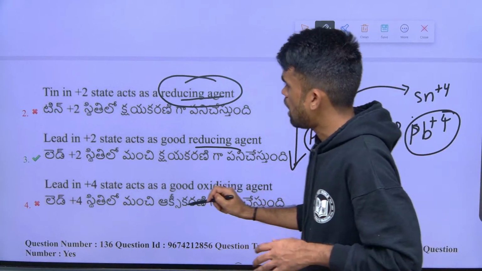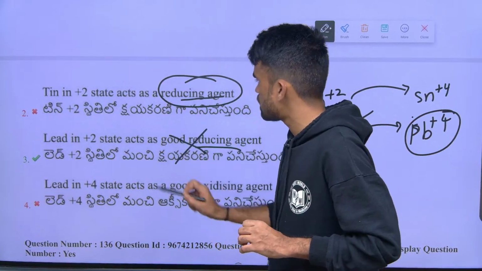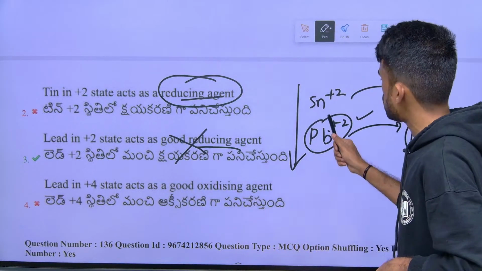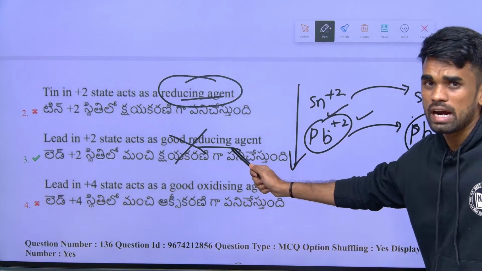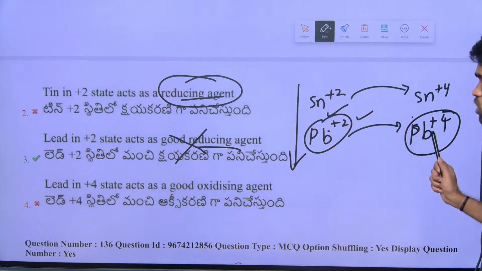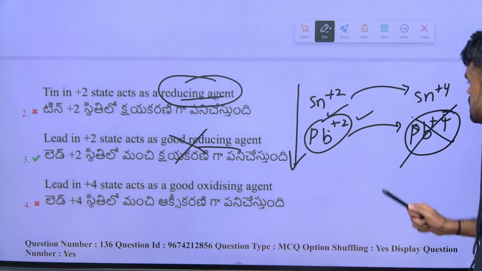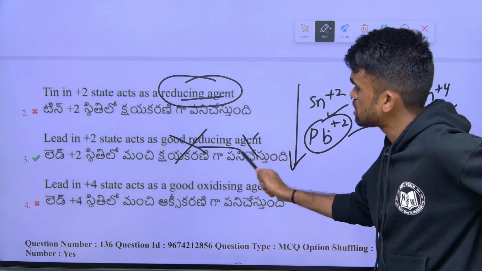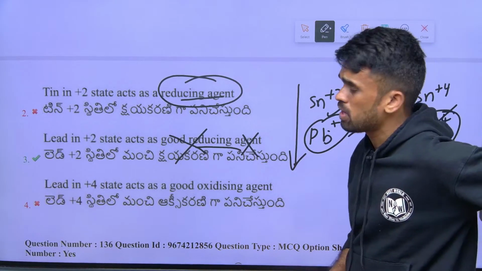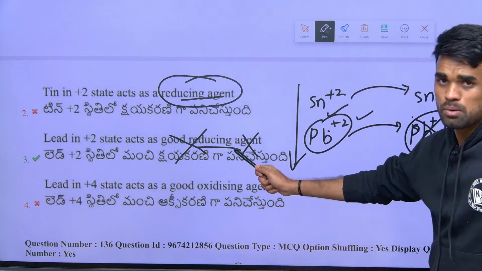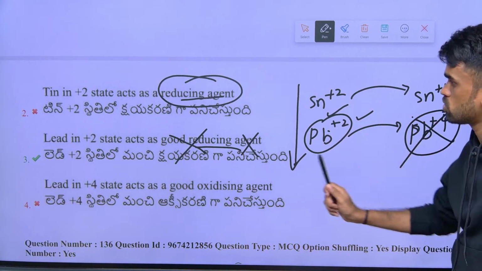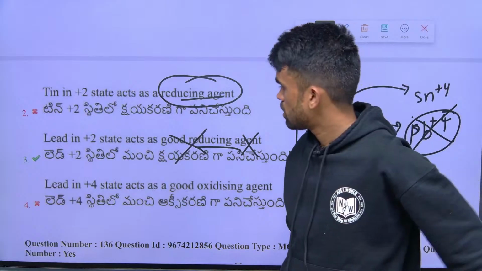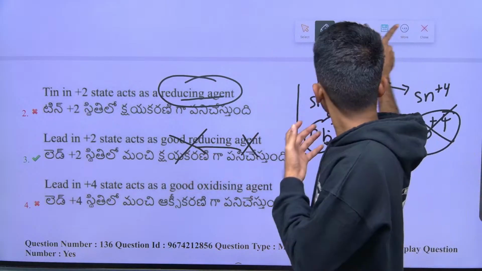So it is not a good reducing agent, because in +2 it is already stable. In order to act as a good reducing agent, it should undergo +4, which is highly unstable. So this option is not a correct one, because it is already stabilized in +2, not in +4. So you can choose option 3, not the other one. Okay.